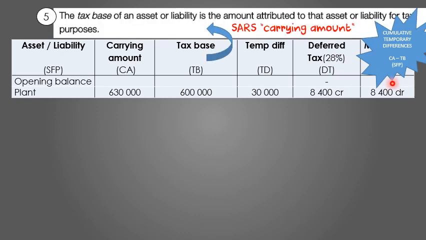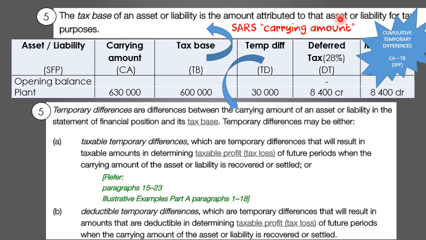Okay, so this tax base, the definition in paragraph 5 told us that it's the amount attributed to that asset or liability for tax purposes. So it's like the SARS carrying amount. And then the temporary differences in this column is this difference between the carrying amount and the tax base. So carrying amount less tax base gives us our temporary differences.